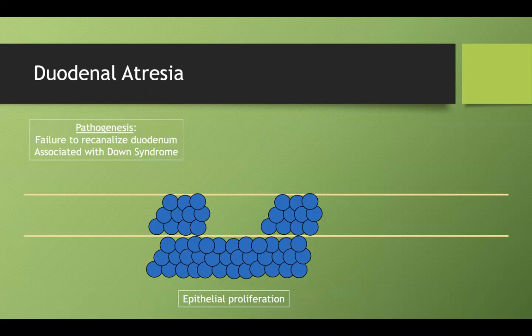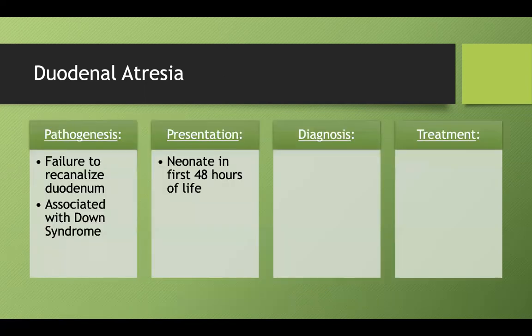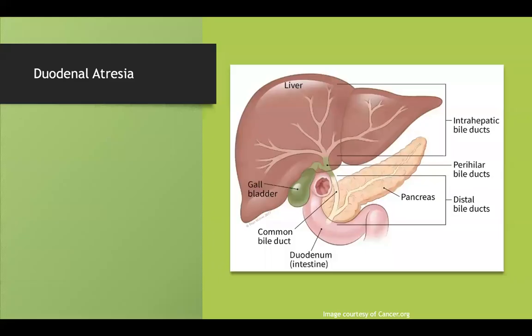And what happens over time is that epithelialization will create its own dead ends, basically. And so you have this connection and nothing recanalized. And so that's how you get duodenal atresia. And so this will present very quickly in life because you don't have a GI tract that functions well. In the first 48 hours of life, you're going to have either bilious or non-bilious vomiting.